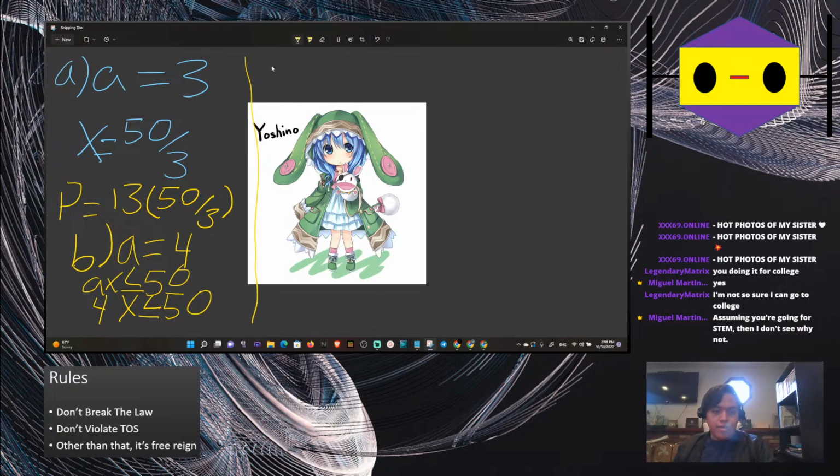So B: 4X is less than or equal to 50. So now we have 50. So X is less than or equal to 50 divided by 4.